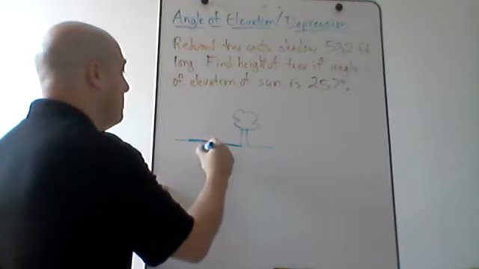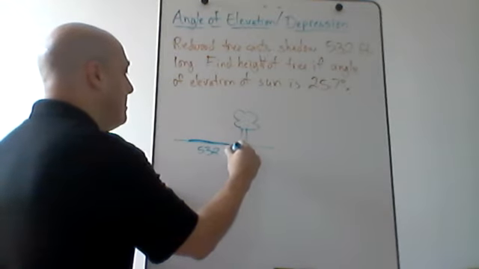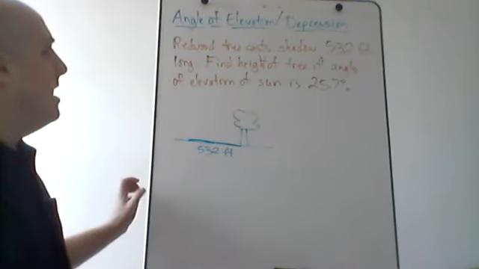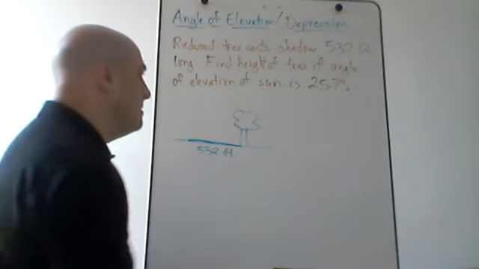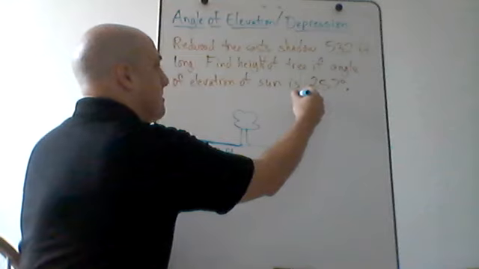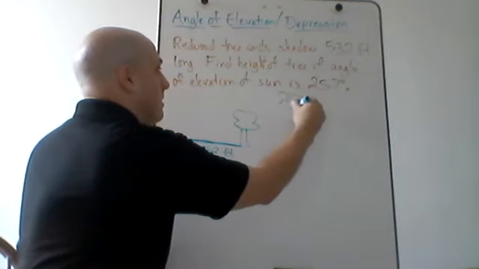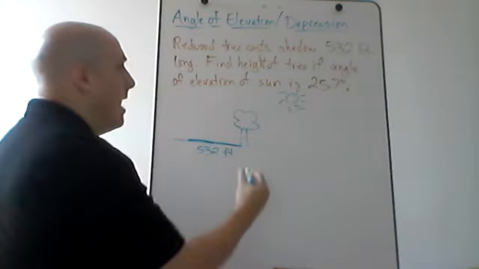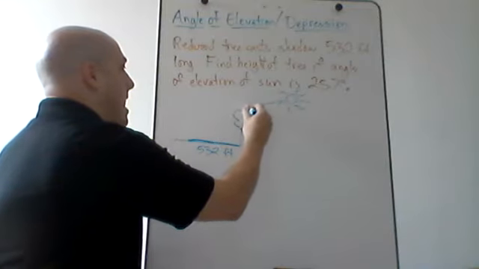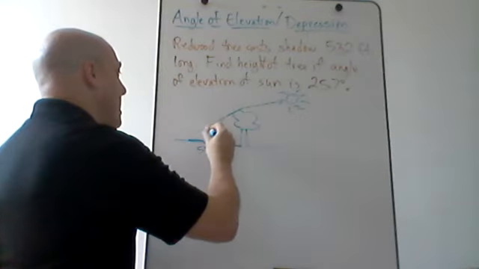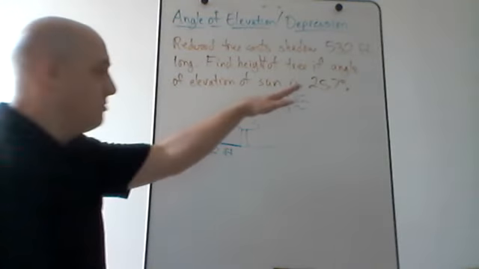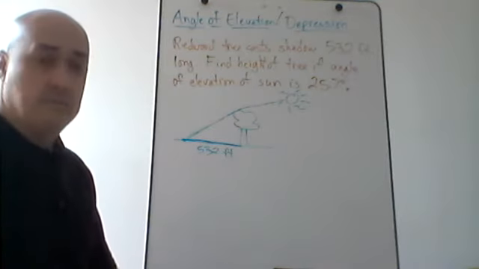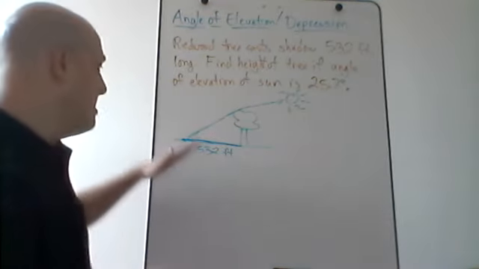So here's the shadow, which is 532 feet. Find the height of the tree if the angle of elevation of the sun is 25.7 degrees. So the sun is going to be up here, right, nice blue sun in the sky today, shining down, and it's going to hit the top of the tree and then come straight down and hit the end of my shadow, and pretend I drew a straight line there. I didn't quite pull that off, but you get the idea, right?